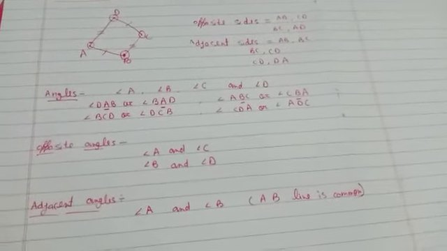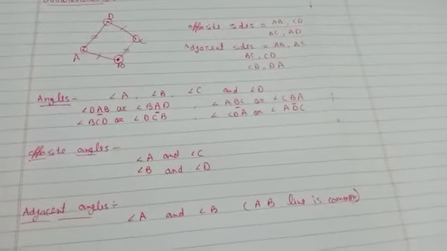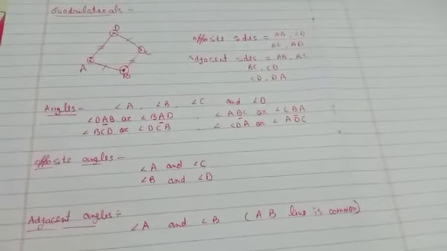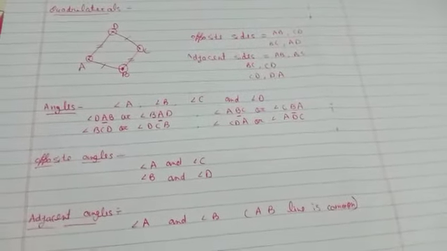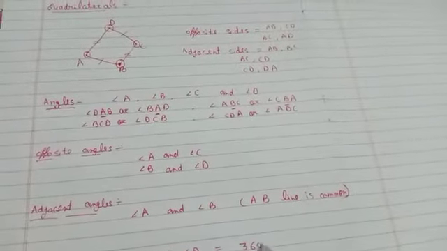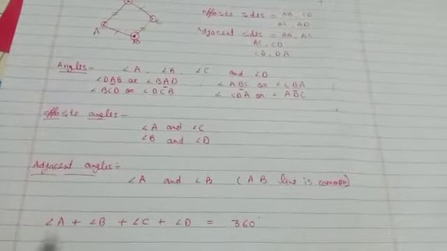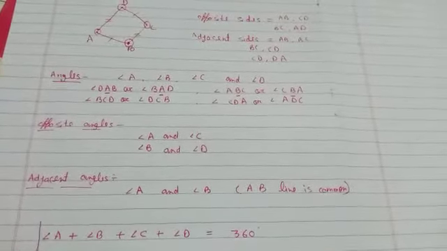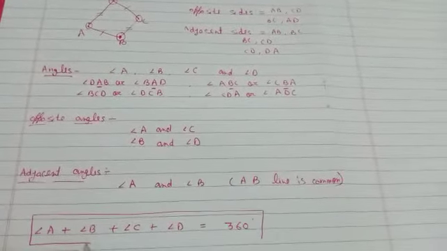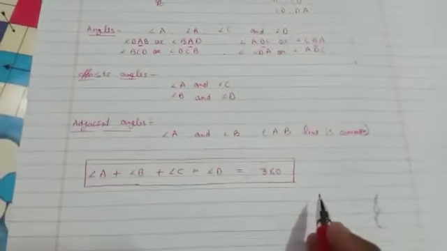Now there is a property of the four angles of a quadrilateral. The sum of all the four angles of a quadrilateral is always 360 degrees. Angle A plus angle B plus angle C plus angle D is equal to 360 degrees. It's always true for each type of quadrilateral. It doesn't matter what the shape or the size of the quadrilateral is, it remains the same.